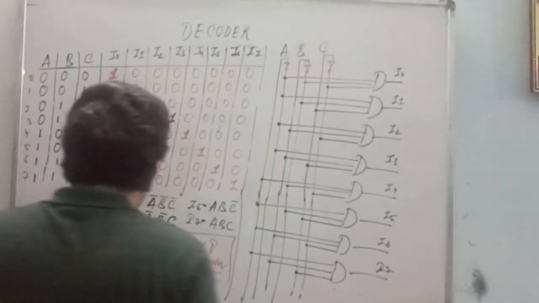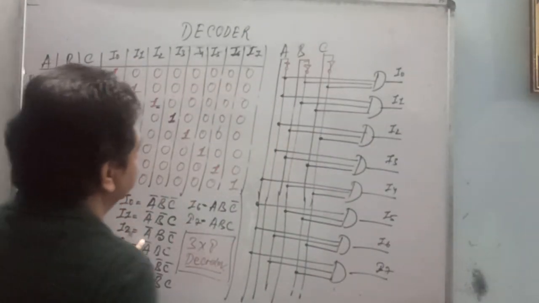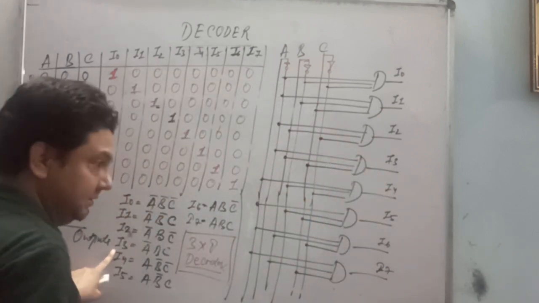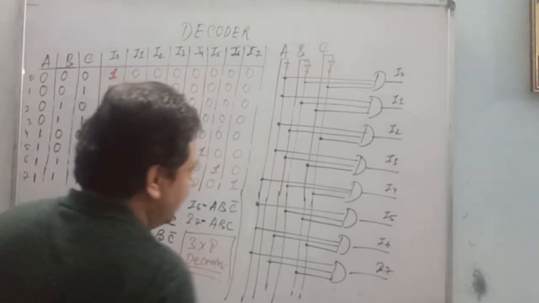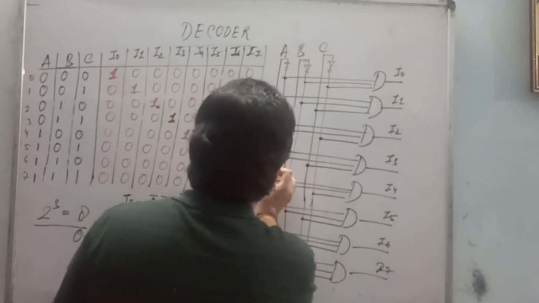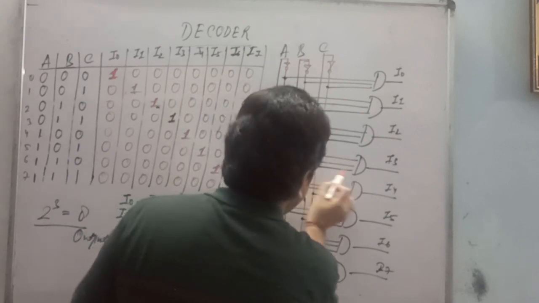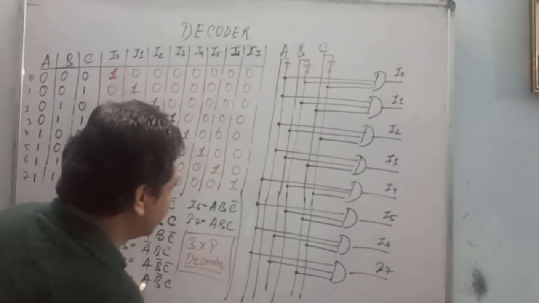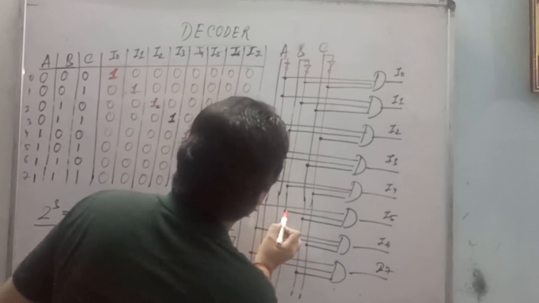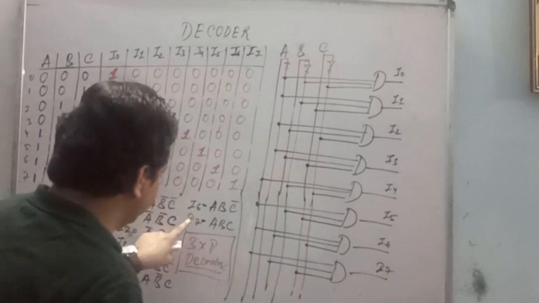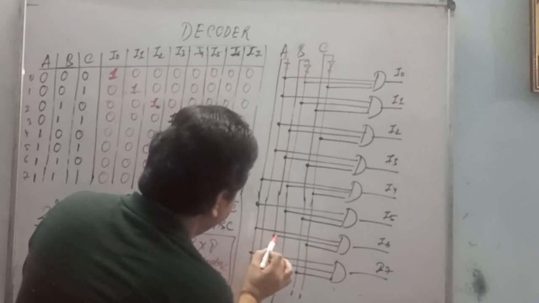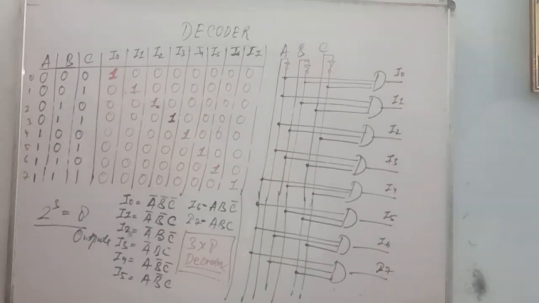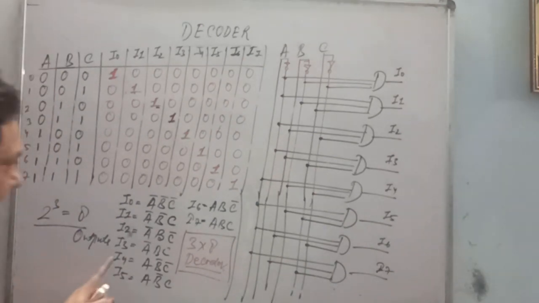Okay. I am doing the cross check of any line. I2. I2 is A bar, B, C bar. Absolutely fine. I3. For I3, A bar, B, C. A bar, B, C. Correct. I am doing the cross checking. I5. I5 means A, B bar, C. A, B bar, C. Correct. I6, A, B and C complement. Absolutely fine. No problem is there. So this is the decoder of 3 into 8.